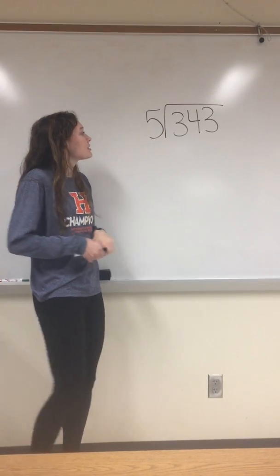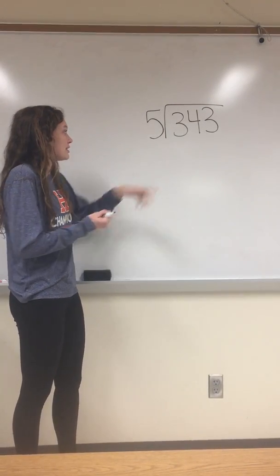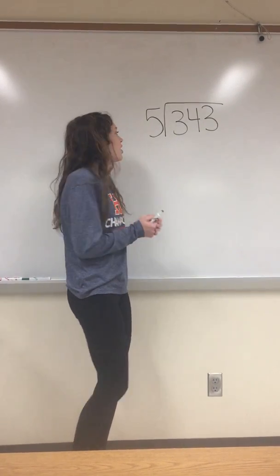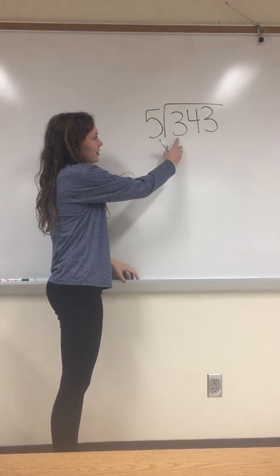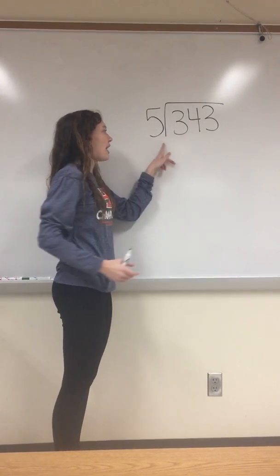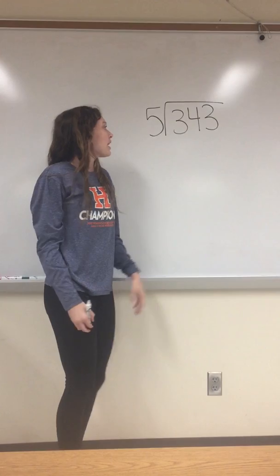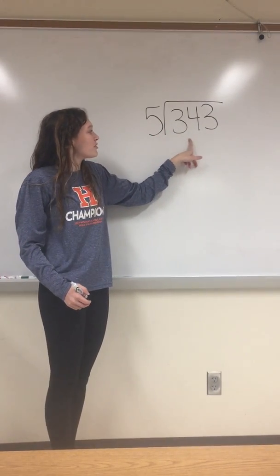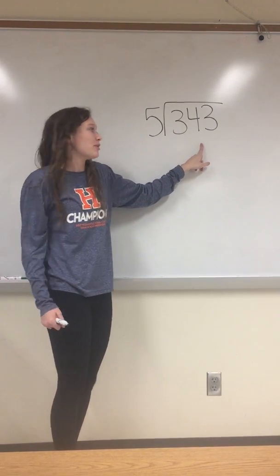So the first step that we start with is the hundreds place, which is 300 or 3 groups of 100. And you ask, can we split 300 up 5 times without having to regroup it? And the answer is no for this. So then you would move to the next step and you look at the tens place.